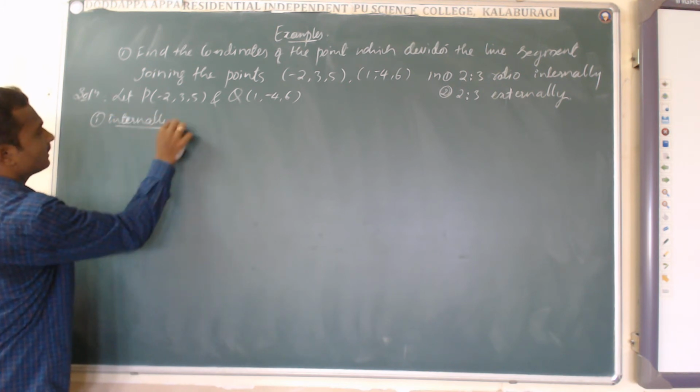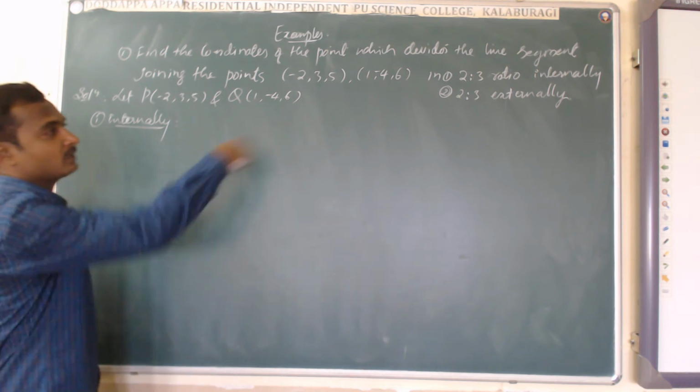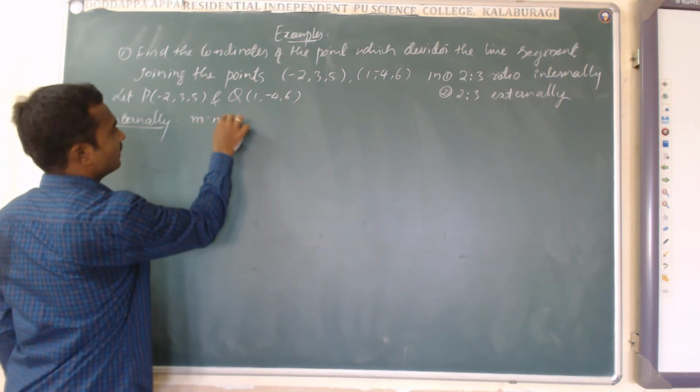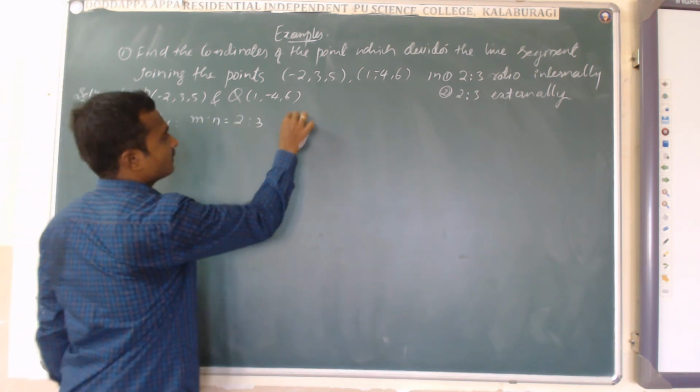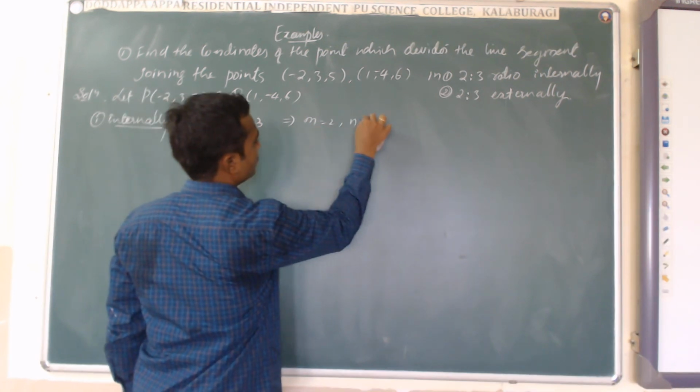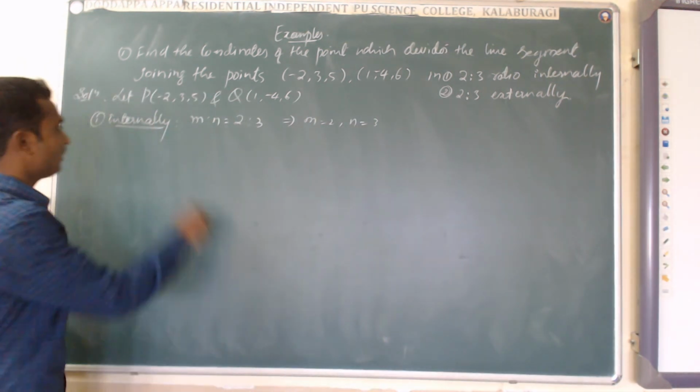Internally, that is internal division of the given point. What is the ratio given? So m is to n equals 2:3. It means m equals 2 and n equals 3 is given. So what is the formula for internal division?